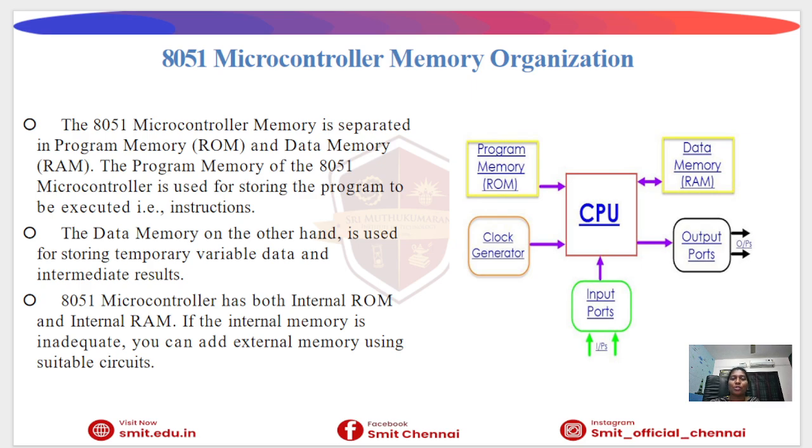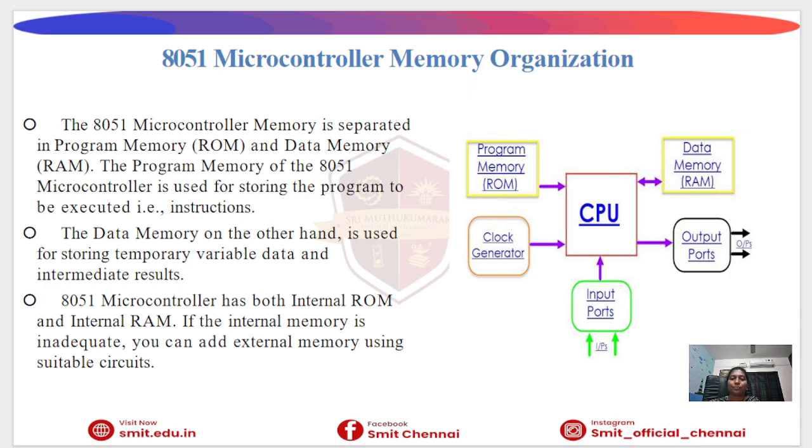temporary data. Program memory is used to store the program, meaning the instructions that the CPU executes. The data memory is used to store temporary data such as variables, intermediate results, counters, and flags. So program memory is what to do, and data memory is what data to work on. This is the major thing.